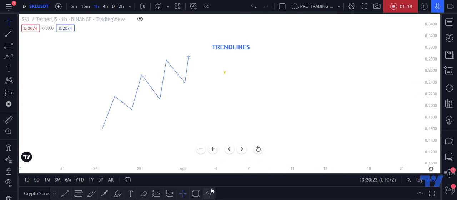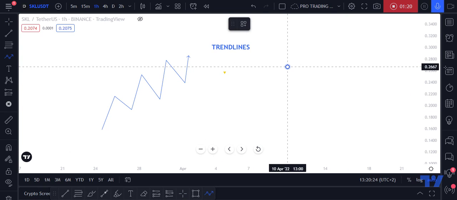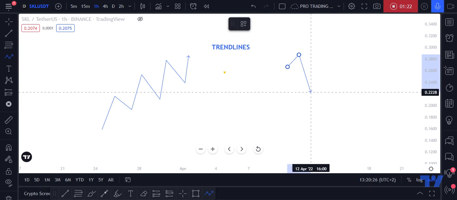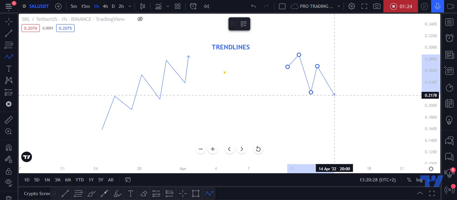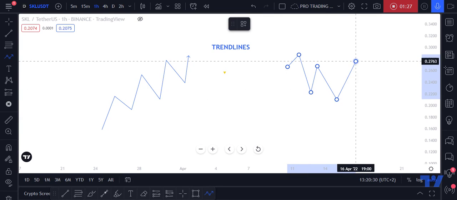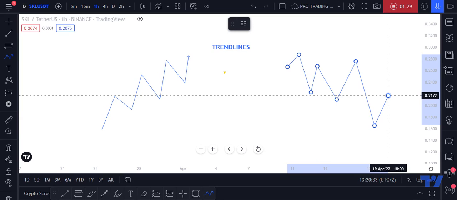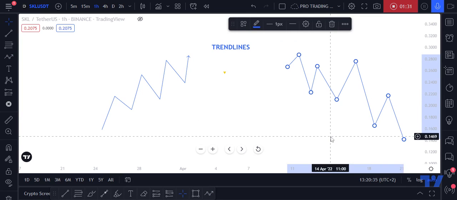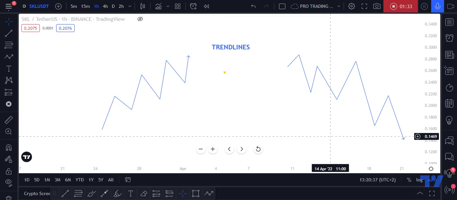Then in a downtrend, what is the opposite? We've got lower highs and lower lows, isn't it? Lower highs, lower lows. So this makes up a downtrend.